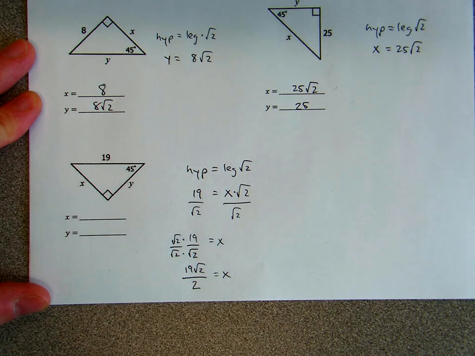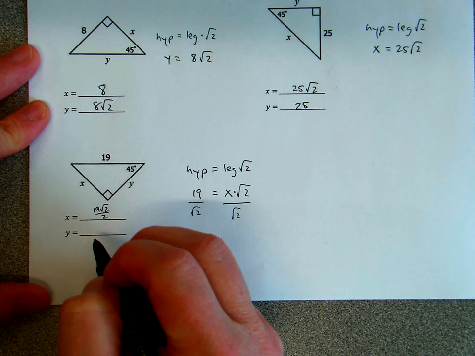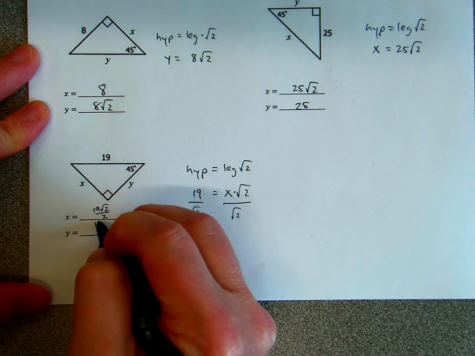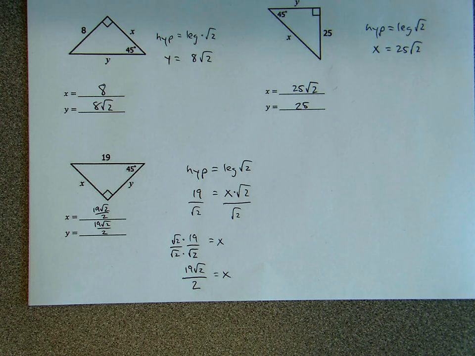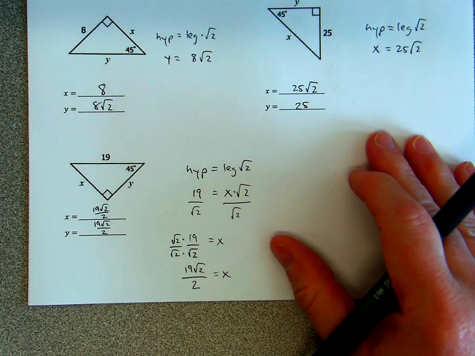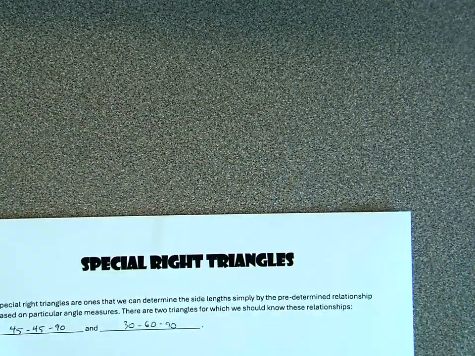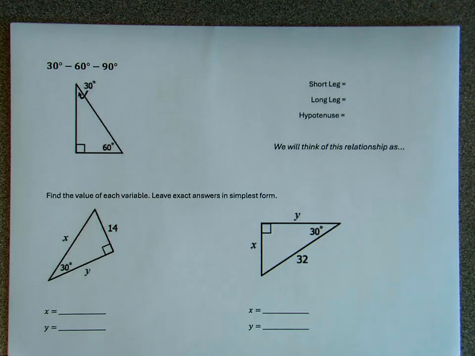We rationalize the denominator, so we can say 19 square roots of 2 over 2, and we said that x and y are both the leg lengths, so both of these would be 19 square roots of 2 over 2, right? So, let's look at the other one.